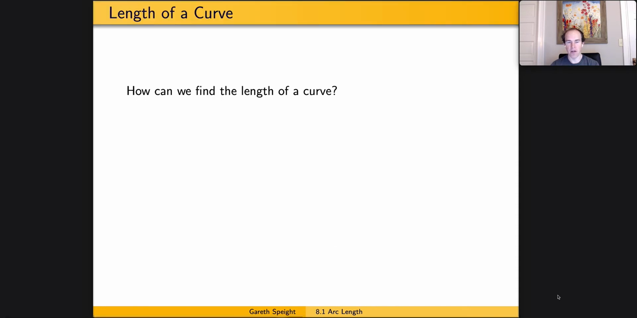So here is the idea. As usual in calculus, if there is something we don't understand, we can try to split it up into smaller pieces, work on each of these separately, and then at the end add them together. So let's see how that's going to work for finding lengths of curves.